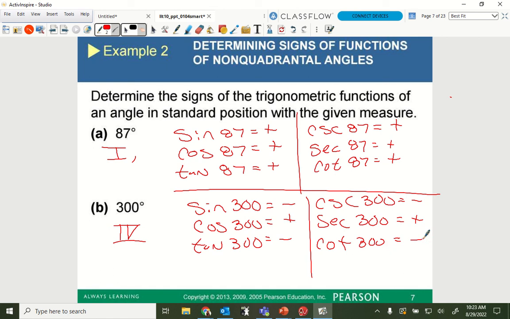That's it. Hopefully it's not too bad. It's trying to get you guys working mentally, having an image of where everything is on the unit circle, so you have an idea of your x's, y's, and r's all the time.